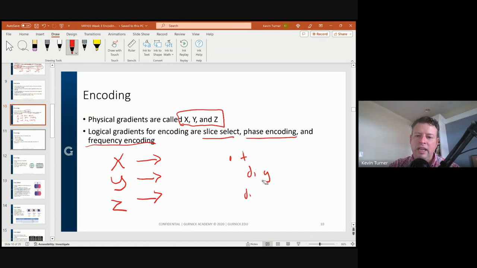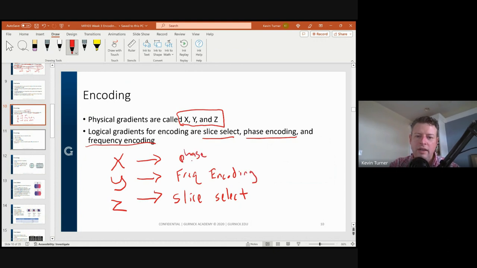Now on this pulse sequence, maybe my Z is now my slice select gradient. And maybe my Y is now my frequency encoding gradient. And maybe the X is my phase encoding gradient.